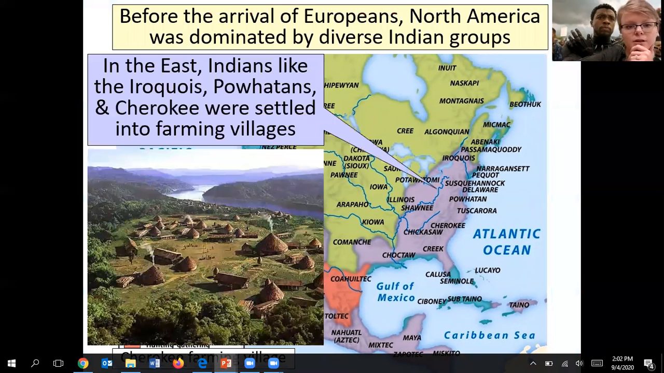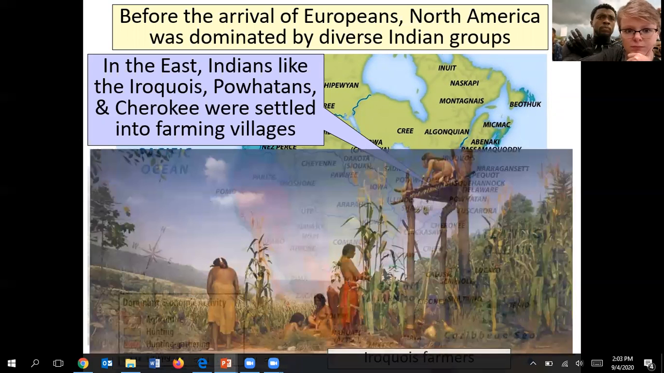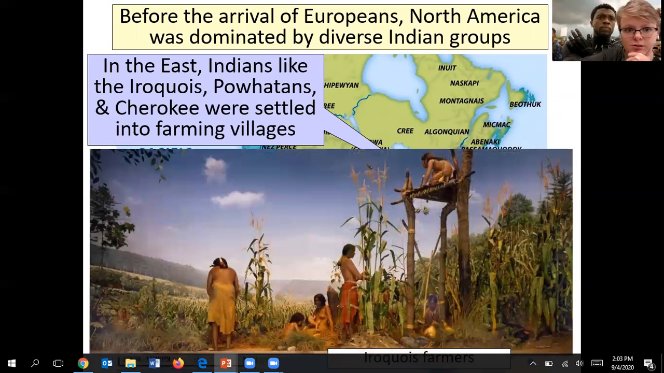All right. So in the East, Indians like the Iroquois, the Powhatans, which if you've seen Pocahontas from the Disney movie, that's what the Powhatans are, and the Cherokee were settled into farming villages that looked similar to this. These ended up having much stronger government bodies, and they ran more like villages than some of the other areas did. This is the South, the East as well.